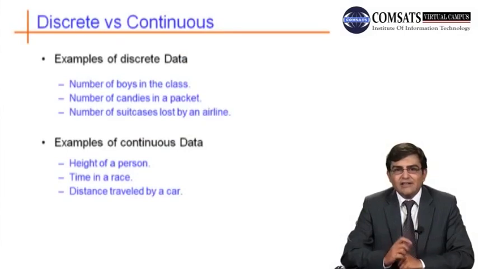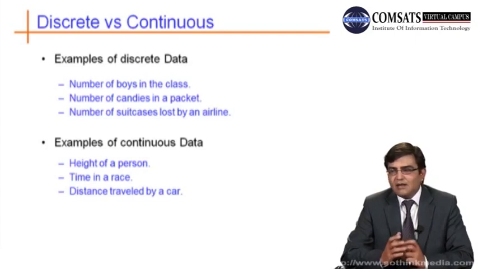The meaning of the title of the course means what is the meaning of discrete or continuous. There are two types of data in mathematics: discrete and continuous. We have several examples of discrete and continuous data. For example, number of boys in the class, number of candies in a packet. These are examples of the discrete data.